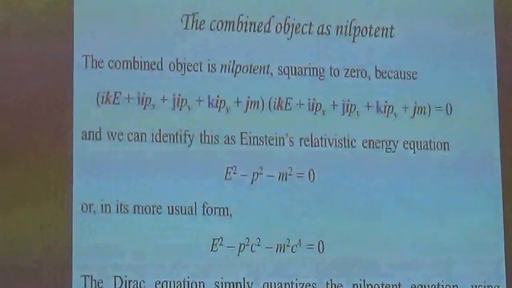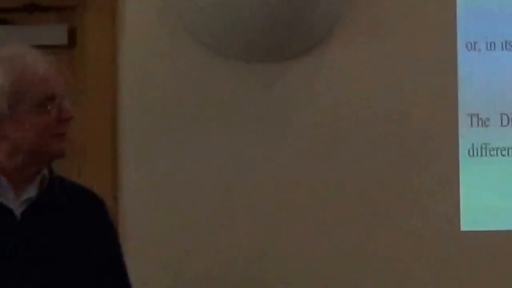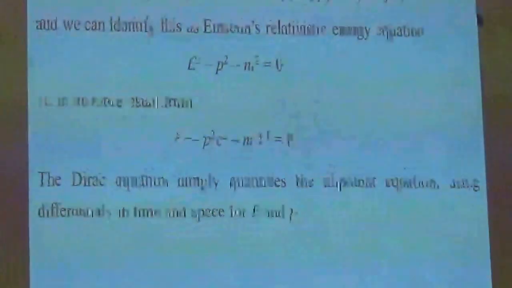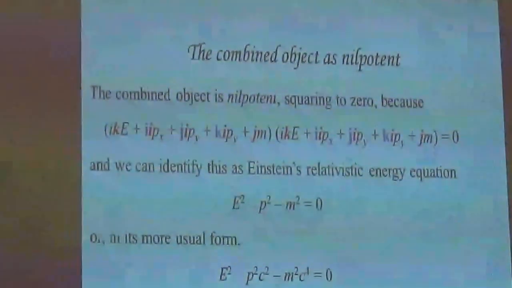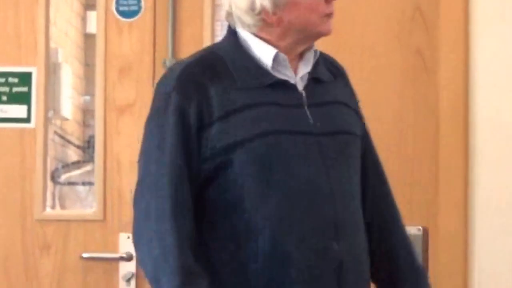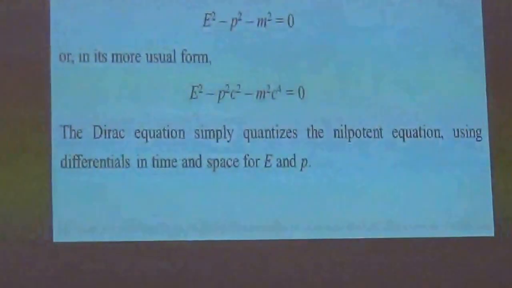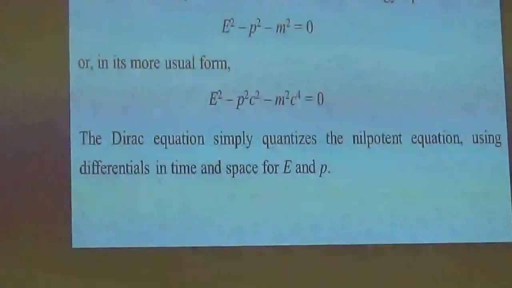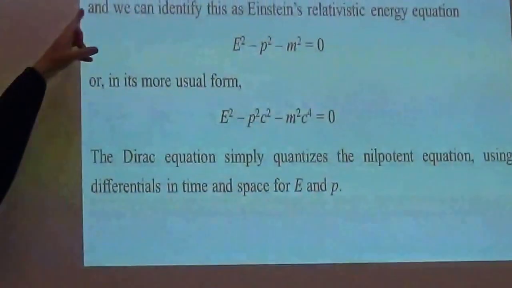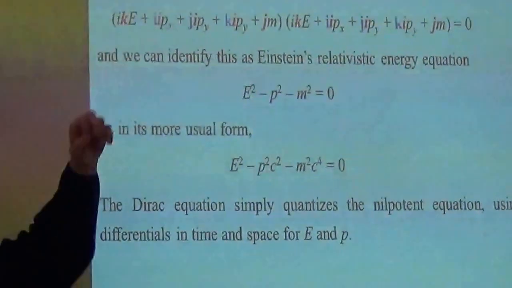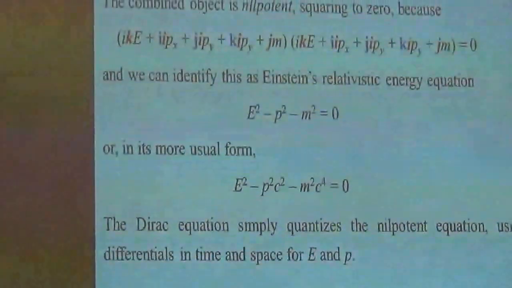Now, if we bundle all of that together, then we find the thing that we have created physically is an object which squares to 0. So if I bundle everything together and multiply by itself, I get nothing. And this is always our end point. We always want to get to 0. We get Einstein's relativistic energy equation. And the Dirac equation simply quantizes this structure here. It simply uses the standard quantization procedure.